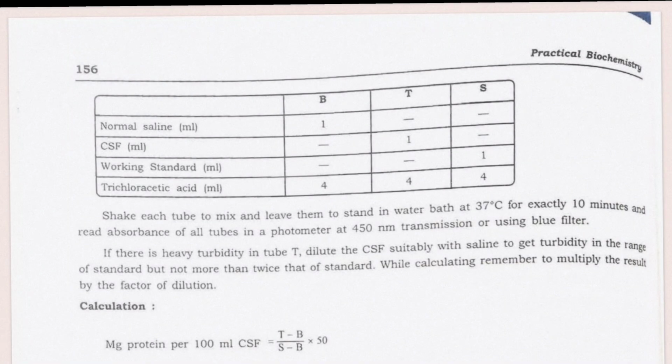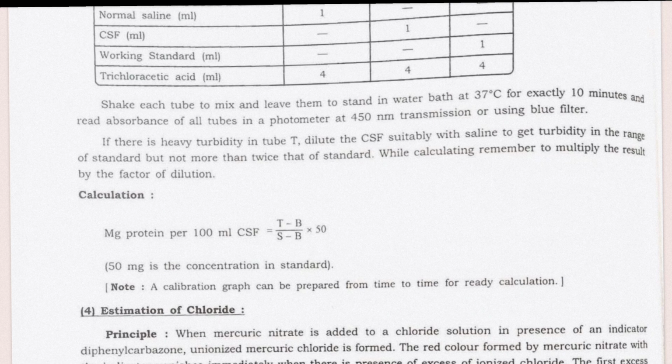Shake each tube to mix and leave them to stand in a water bath at 37 degrees Celsius for exactly 10 minutes and read absorbance of all tubes in a photometer at 450 nanometer transmission or using a buffer blue filter. If there is heavy turbidity in tube T, dilute the CSF suitably with saline to get turbidity in the range of the standard but not more than twice that of the standard. While calculating, remember to multiply the results by the factor of dilution.